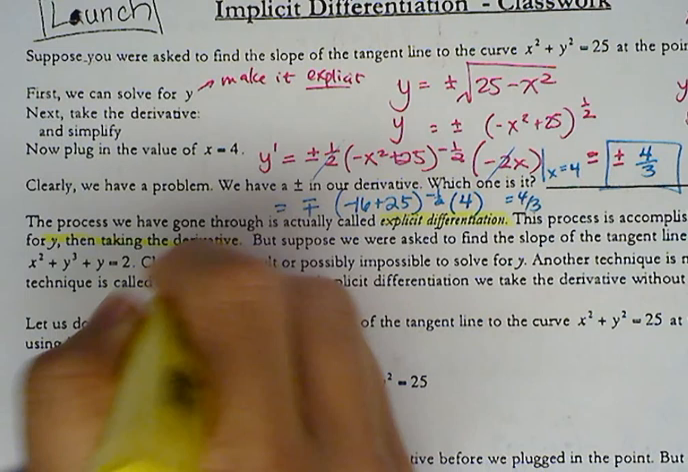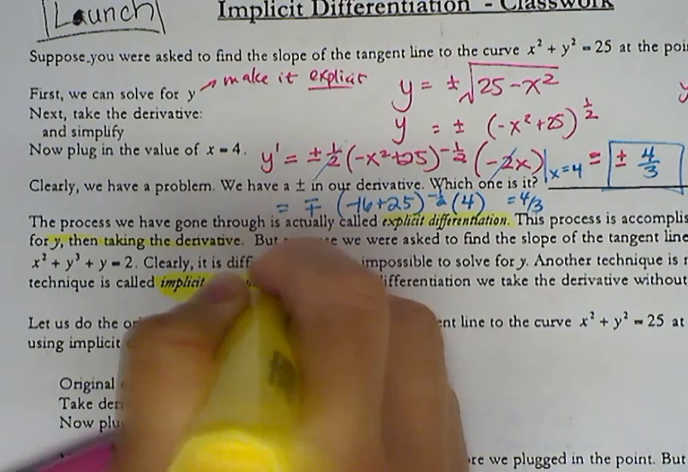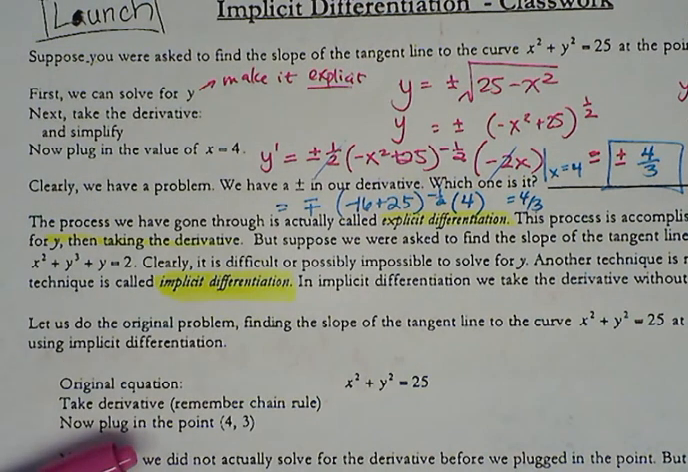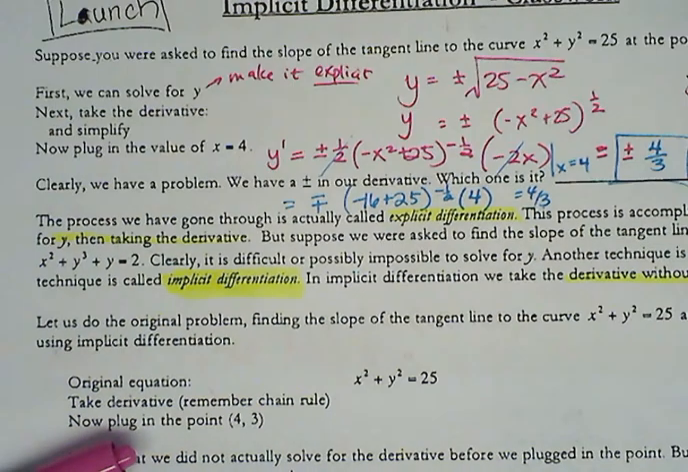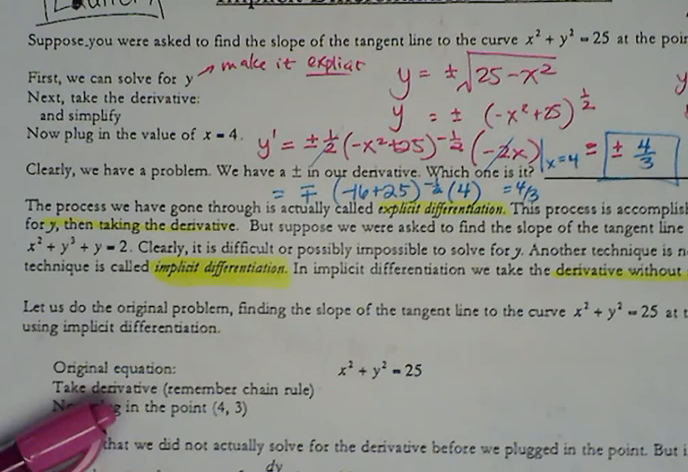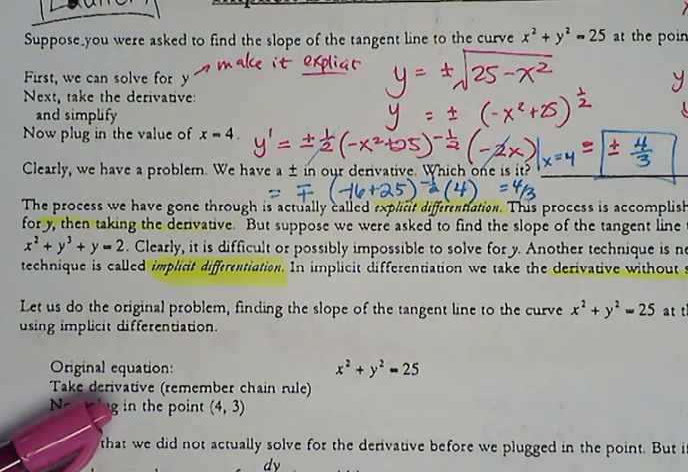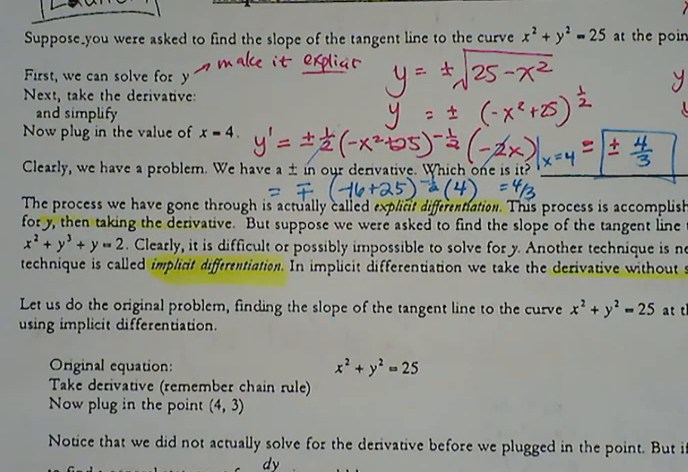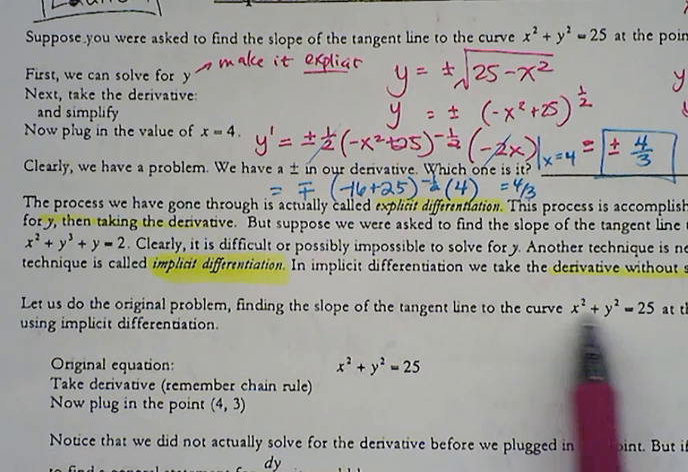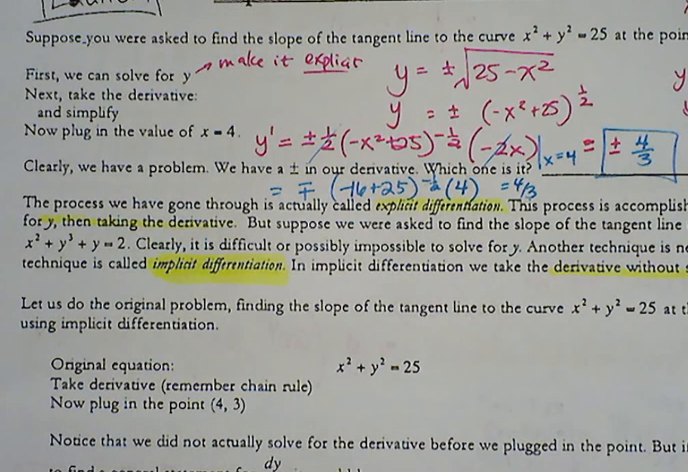When you're doing implicit, you don't have to solve for y. Okay? You can just straight up start finding the derivative. We take the derivative without solving for y. Okay? You still with me? Alright, so let's try it now. Let us do the original problem, finding the slope of the tangent to this curve, x squared plus y squared equals 25 at the point (4, 3), using implicit. So you have the original equation.